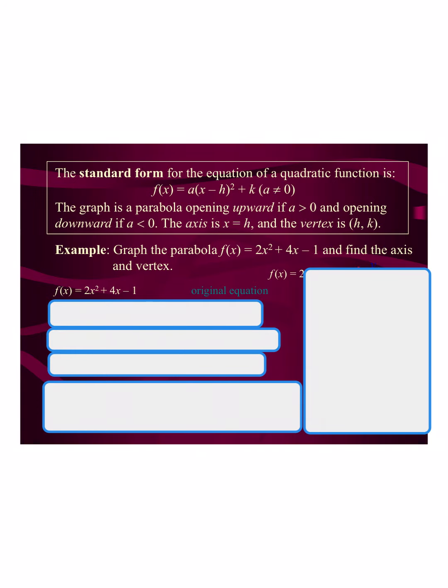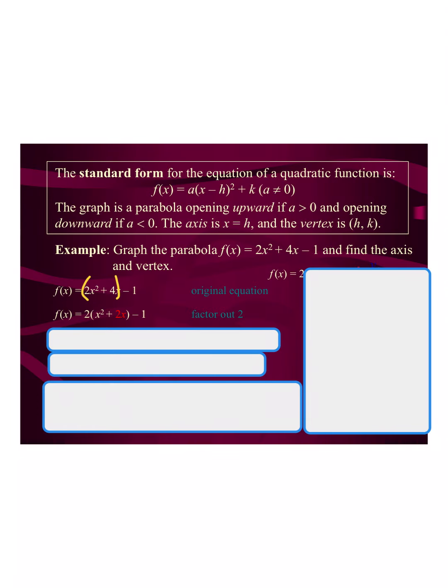Let's go ahead and review our steps for completing the square. The first step is to group together our x values. So I can group together the x squared and the x. And then I need my coefficient for my x squared to be 1. Fortunately, these both have a common factor of 2, which means I can factor that out. Once I factor out the 2, I now have 2 times the quantity x squared plus 2x minus 1.